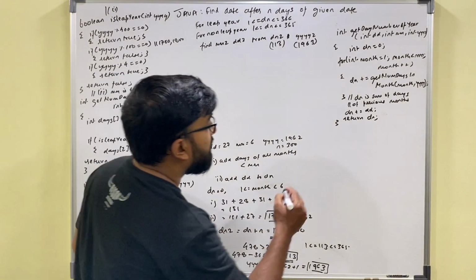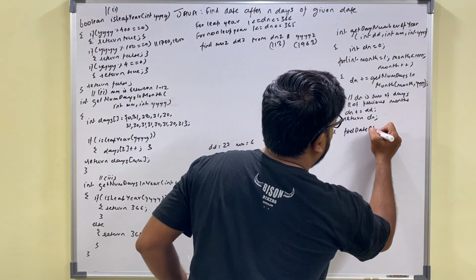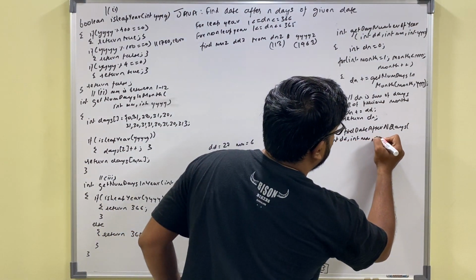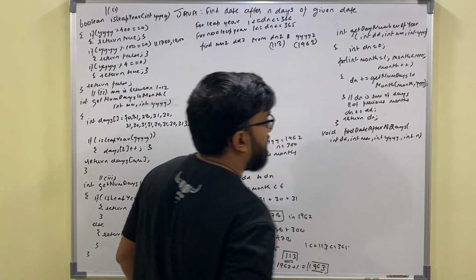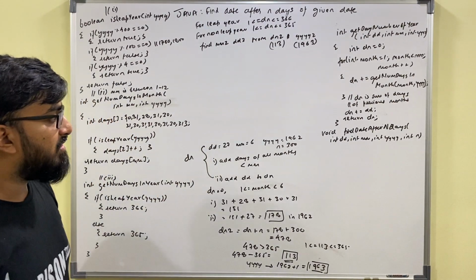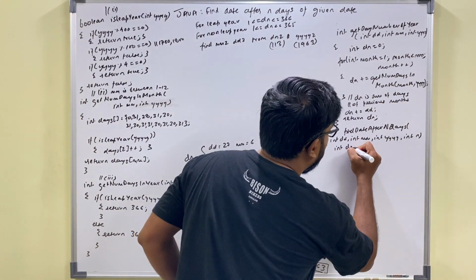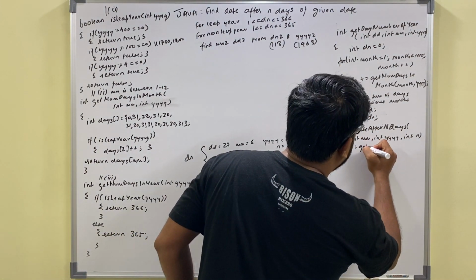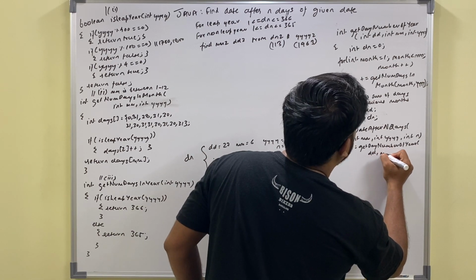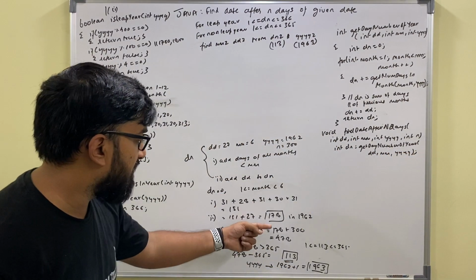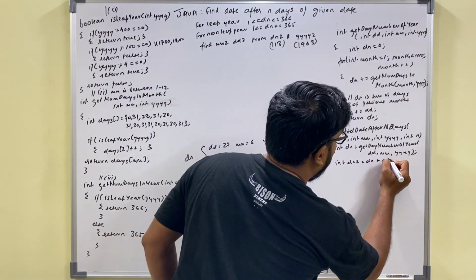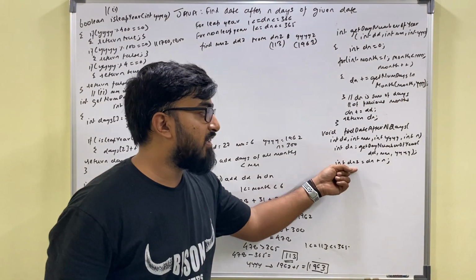I'm going to write a method, void findDateAfterNDays, which takes in the day dd, month mm, year yyyy and n. The first task is to find the day number using the method which we have done. So I can simply say int dn is getDayNumberOfYear, passing the values dd, mm, yyyy, and I get dn. Then I add n to dn, so int dn2 is dn plus n, the day number for the final date that we need to find.